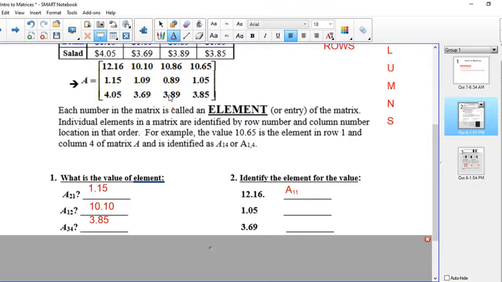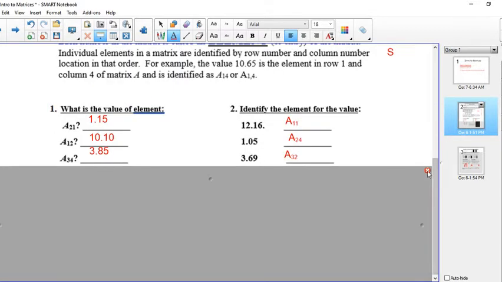1.05. Notice 1.05 is located up here. That's in the second row, in the first, second, third, fourth column. So you'd write that as capital A, and then you put a little tiny subscript. I said second row, fourth column, so 24. Finally, 3.69, located in the bottom row in the second column. So you'd write that as capital A, your subscript. And again, that was the third row, second column, so A32.